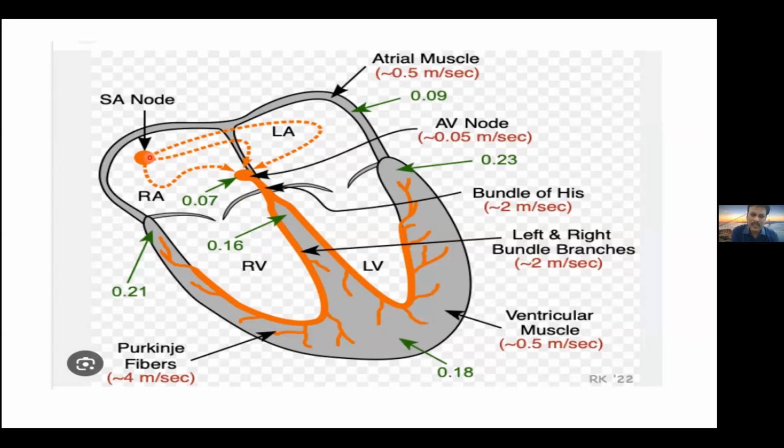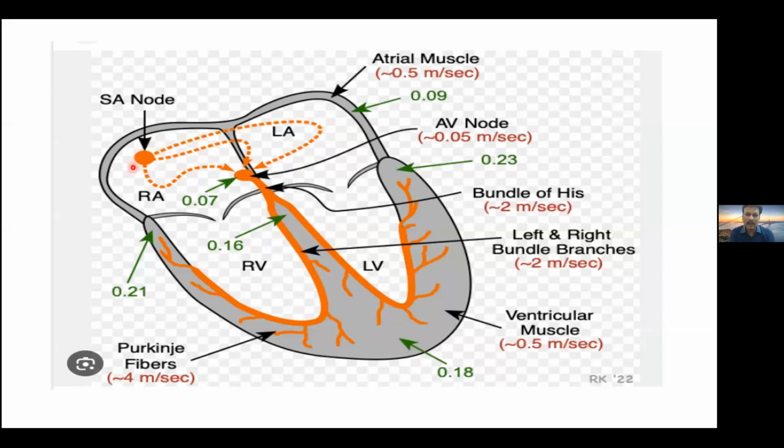So from this area to this area, it takes only 0.16, that is 160 milliseconds. It means the PR interval is usually between 120 to 200 milliseconds, between 4 and 5 small squares. Now you understand from this picture what is the P wave, how much is the duration of the P wave, and how much is the duration of the PR interval. The 2 points are very clear.